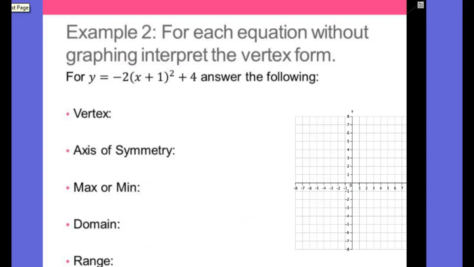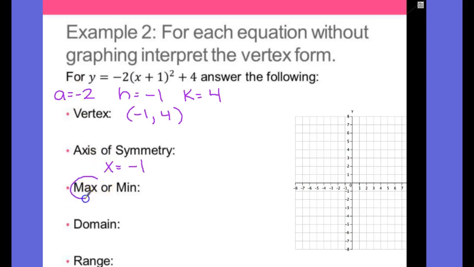Okay, let's look at example 2. A is the number out in front, so A is -2. H is the opposite of what's inside, so -1. And K is what's being added or subtracted, so a +4. My vertex is H, K. My axis of symmetry is x equals the -1. This time, A is negative, therefore I have a max at 4. Domain never changes.